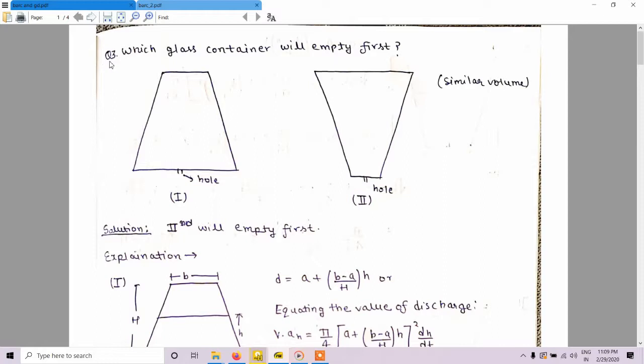Question 3 is: which glass container will empty first? As you can see, we are given two glass containers, container 1 and container 2. These two glass containers have a hole at the bottom. We have to find which container will empty first when filled with liquid. It is given that the two containers have similar volume. The answer is that the second container will empty first. Now we will see the explanation for this.